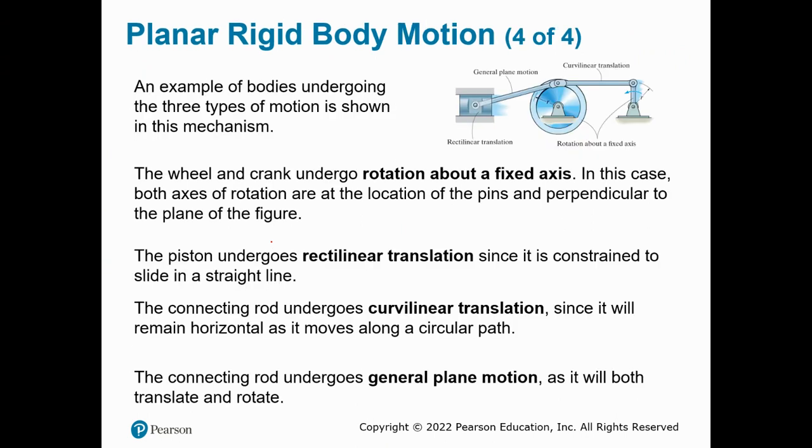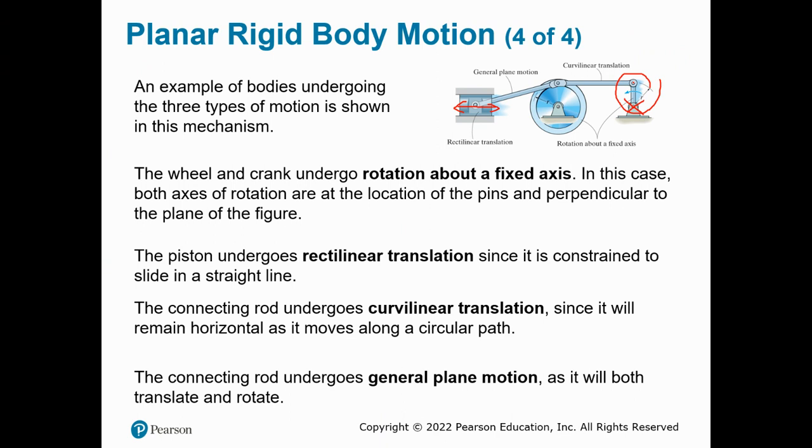So here's an example. I have the piston here on the left that is going to go left and right, left and right. The piston is regular linear translational motion only. And if you look at the right side of this machine, this part is rotational motion. It's rotating about its center of rotation, this point right here, left and right. And the connecting rod undergoes curvilinear translation.